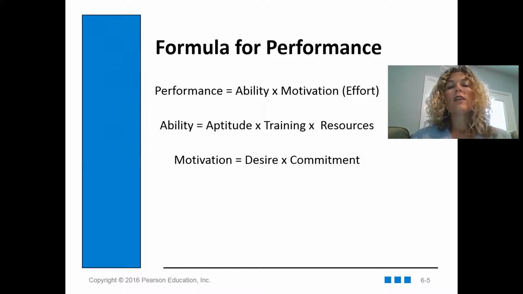And then motivation equals desire times commitment, right? So not only do you have the I want to do a good job, but are you committed to it, right? Are you easily distracted, or is there always an excuse, that type of thing. So I need both of those things, and the combination of those two things equals our motivation, and that can definitely have an impact on our performance.